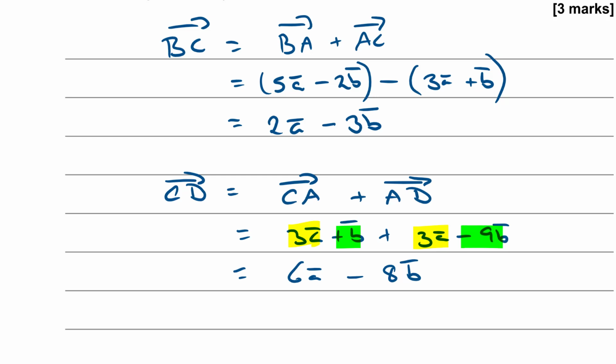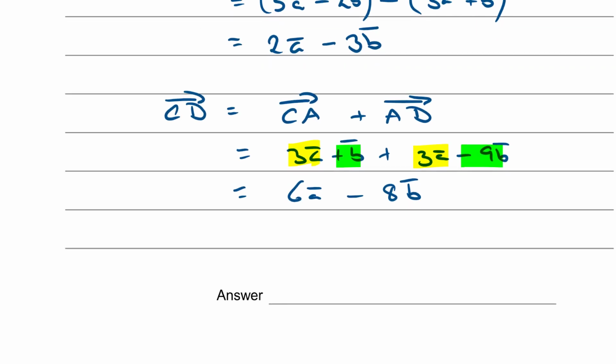Well, are they colinear? Well, I don't think so. So they're not colinear, are they? So B, C, and D are not colinear. That's the posh way of saying they don't lie in a straight line.